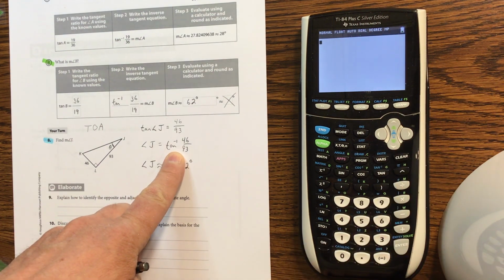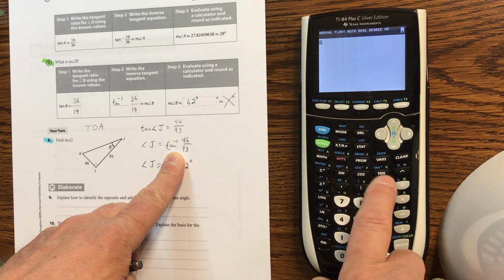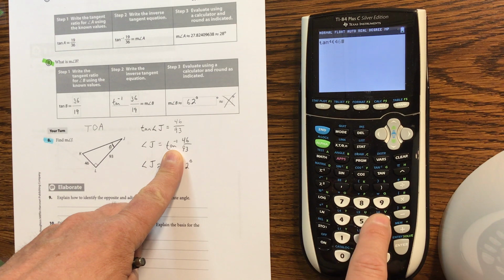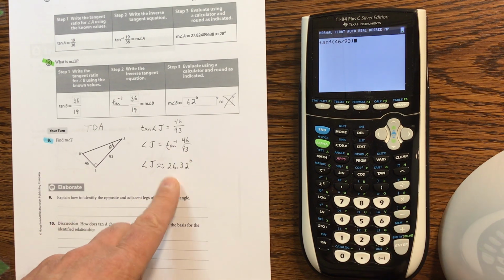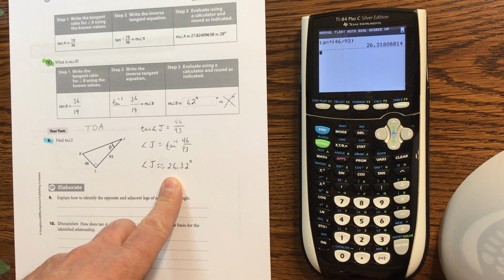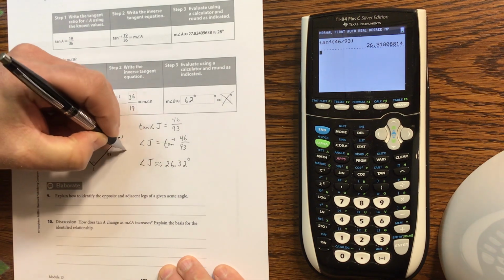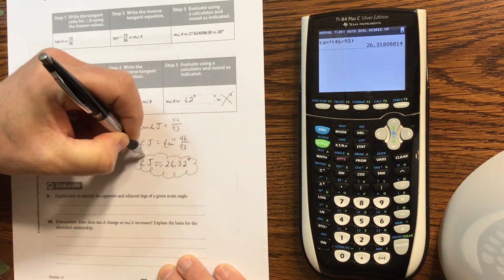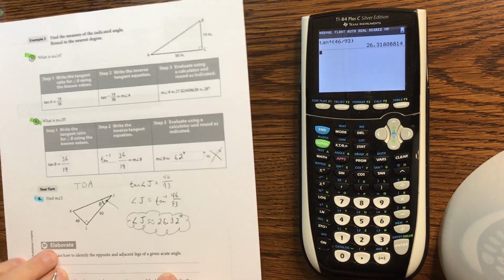Let me clear this. You see the blue button right here? See it says inverse tangent right there? So you go second tangent, and it gives you that inverse tangent. Then you type in 46 divided by 93, close it up with the parentheses, and hit enter. Rounded to the nearest hundredth, we see that this angle right here is 26.32 degrees. That is what this section's all about.